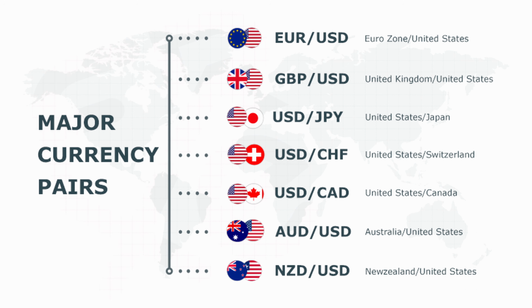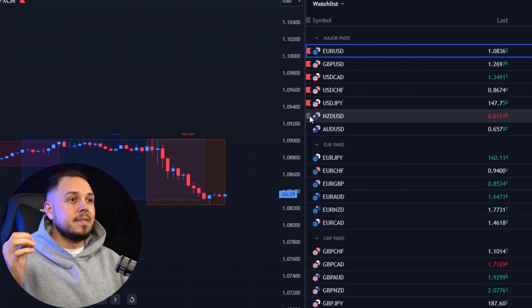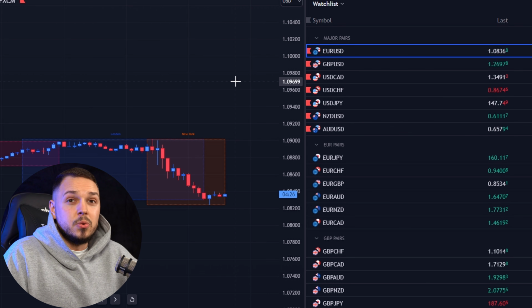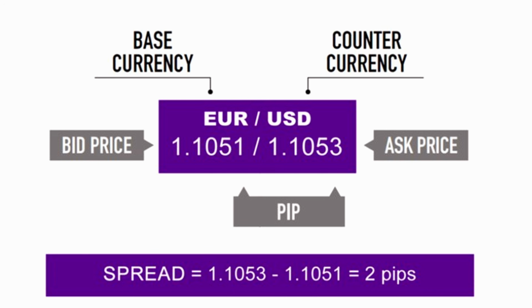These are the Euro USD, GBP USD, USD CAD, USD Swiss franc, USD Japanese yen, NZD USD, and AUD USD. All of these are great for trading. It's going to have a small spread, which is the difference between the asking price and the bidding price. To simply put it, the lower the spread, the lower the cost of your trades, and the higher the spread, the higher the cost of your trades.